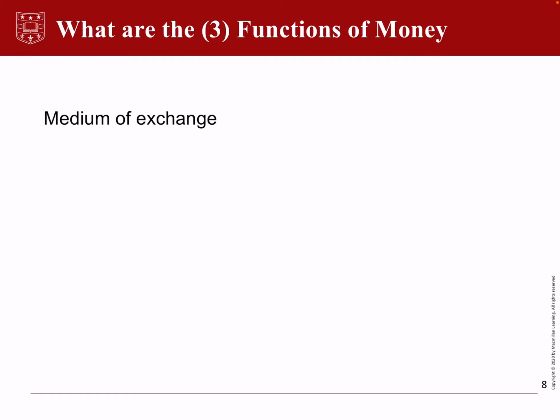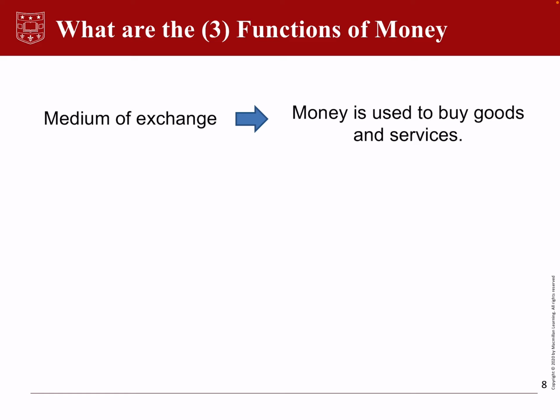It doesn't need to do each of these three functions equally well, but it needs to perform these three functions. So what is the first of these functions? The first of these functions is that money, an asset that's going to serve the role of money, like cash, is going to serve as a medium of exchange.